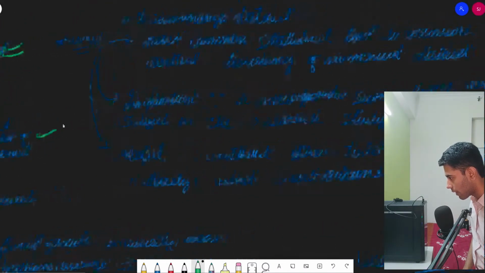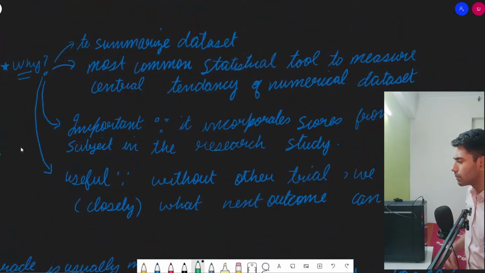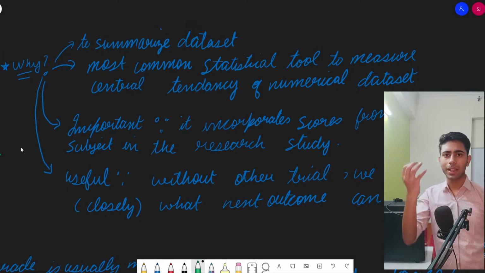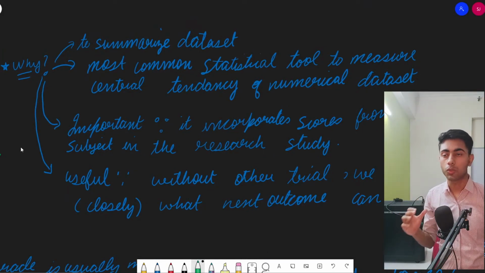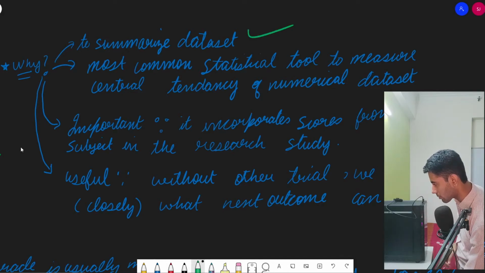And if you want to know why we use mean, we use mean to summarize the data, in order to get a clear idea of what my different values are going to be near to, in order to summarize my data.